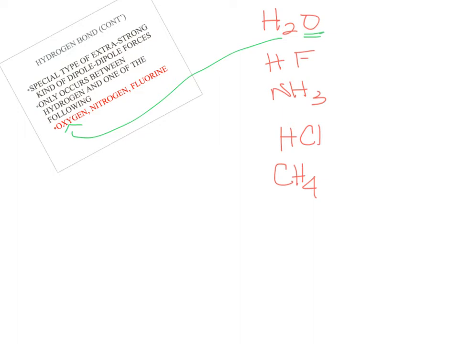In the next example, HF, we have hydrogen bonding with fluorine, and again fluorine is one of the three elements on the list. In another example, we have NH3, and in NH3 we have nitrogen forming a bond with hydrogen, and again nitrogen is one of the three elements. In HCl, we have hydrogen bonded with chlorine. Chlorine is not one of these three elements, so therefore HCl is not hydrogen bonding.